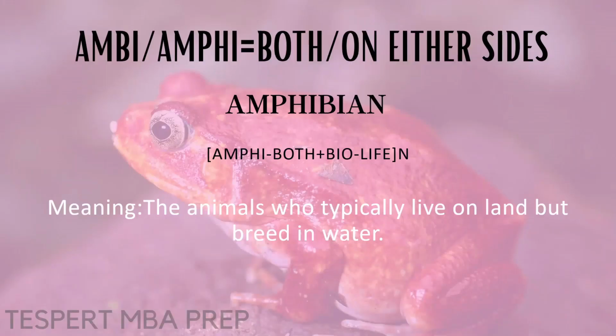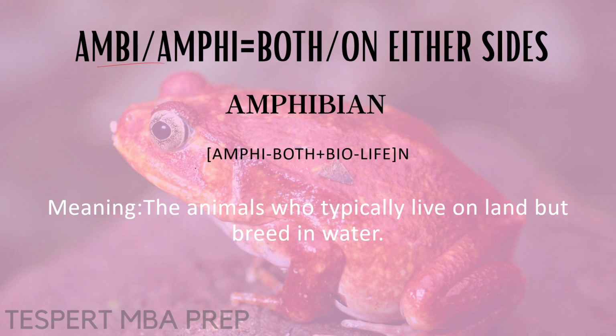The next root word is AMBI or AMPHI, which means both, on either side. We know introvert, extrovert. Introvert means a person who is not socially confident, whereas extrovert means a person who is confident, who speaks, who socializes easily with people, whereas ambivert means a person who has a balance of both extrovert and introvert features. So ambi means both.